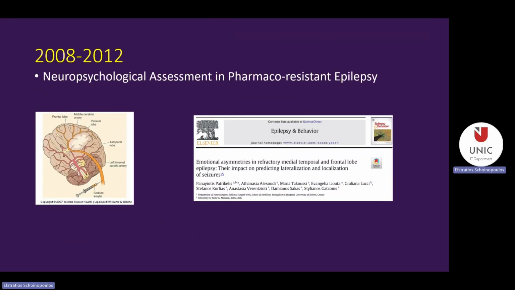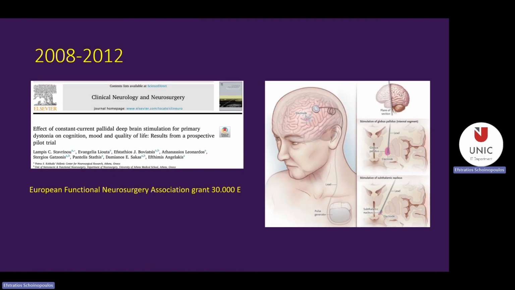During that period also, I was involved in epilepsy research with cognitive deficits, studying cognitive deficits and trying to lateralize and localize the seizure of our patients. And also I was involved in the cognitive assessment of patients with deep brain stimulation. Deep brain stimulation is a method of implanting an electrode in patients with movement disorders such as Parkinson, and not only, for therapy.